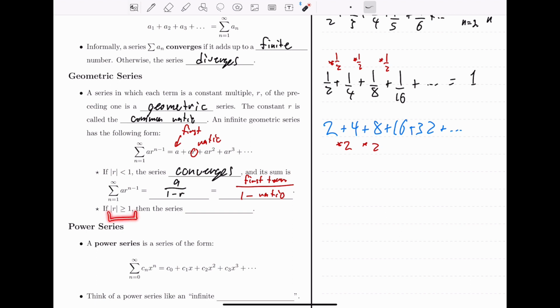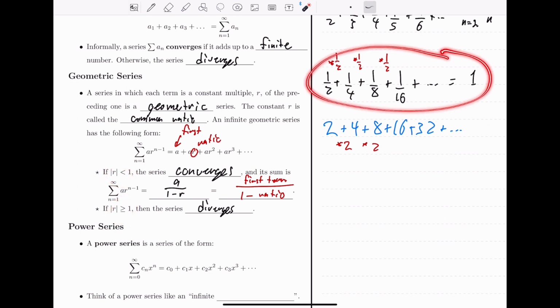If the common ratio has an absolute value of greater than 1 or equal to 1, then the geometric series diverges. Using this, we can tell exactly when a geometric series will converge or diverge. For this example here, the ratio was less than 1 because it was 1/2, so we have a convergent geometric series. In this example, the ratio is greater than 1, therefore this geometric series diverges. Let's work through some examples so that we can master the topic of geometric series.